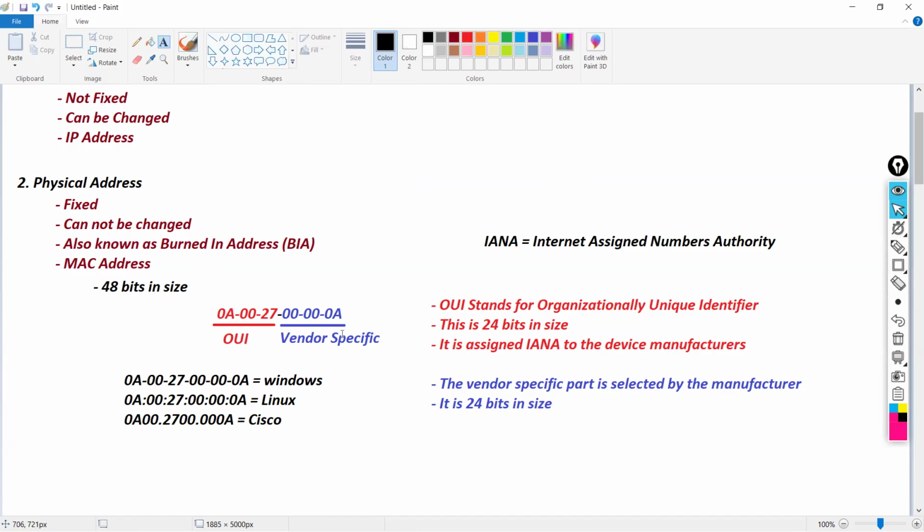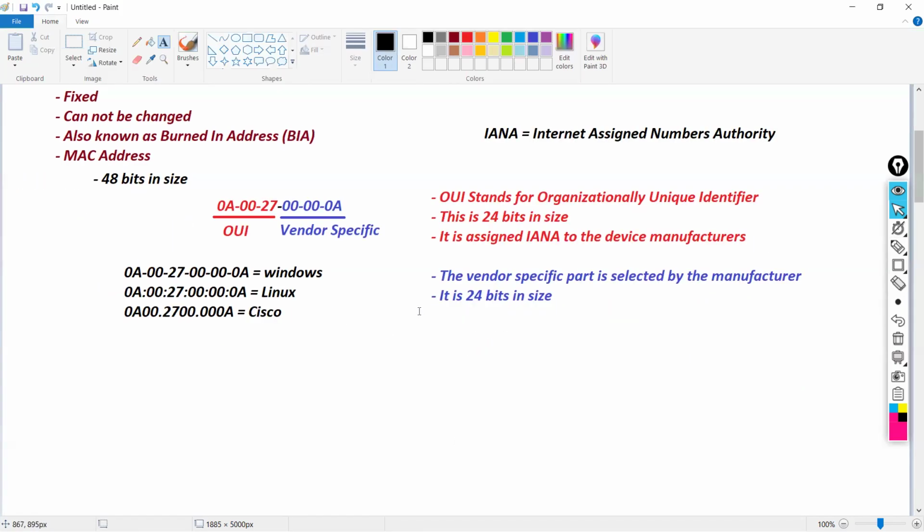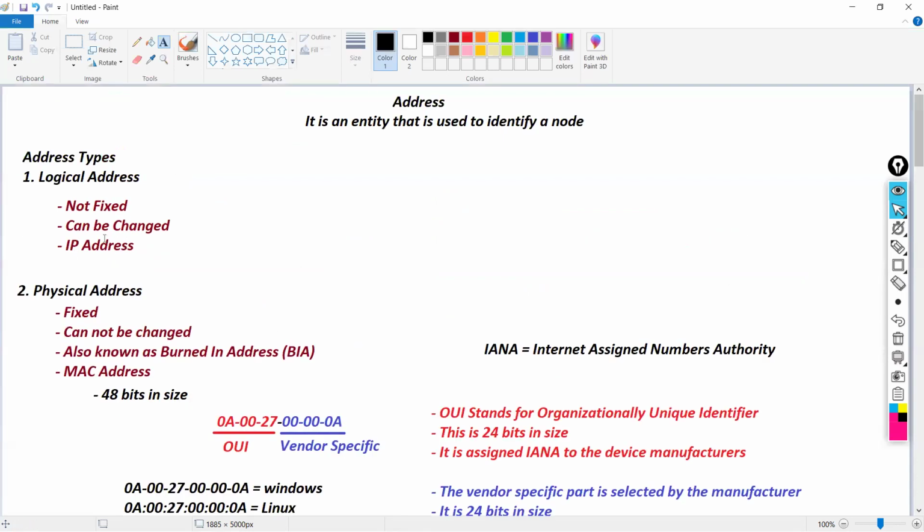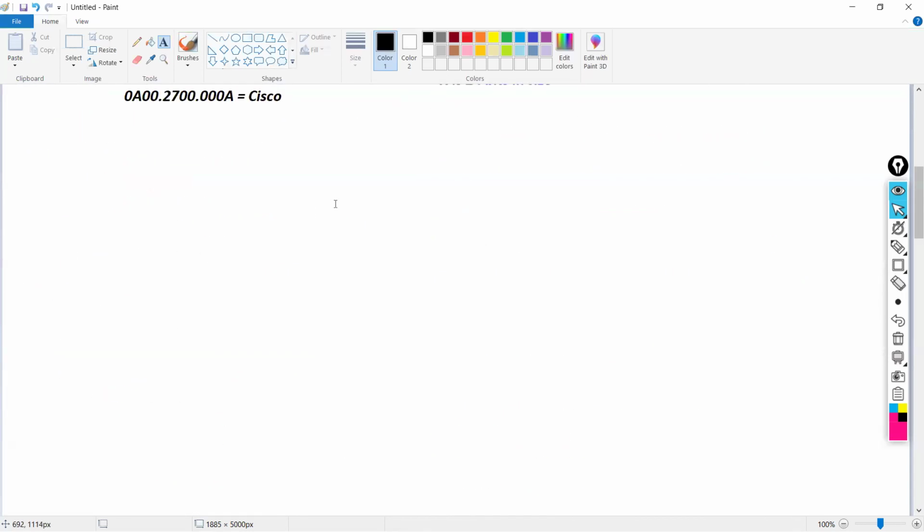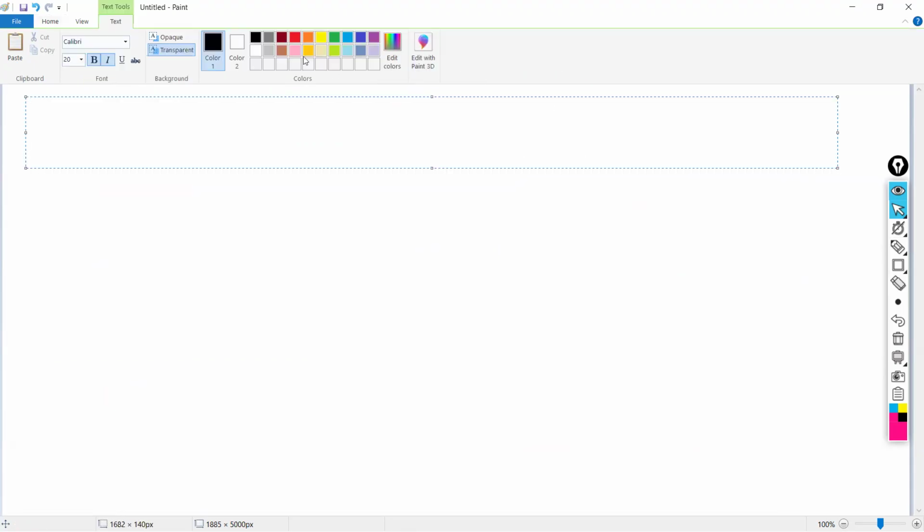So about MAC address, physical address, it is clear. Now let's move on to logical address, which is your IP address. So how do you define an IP address?